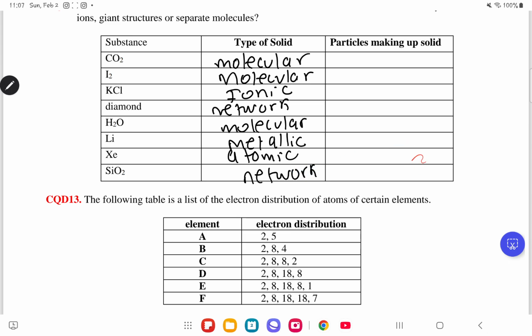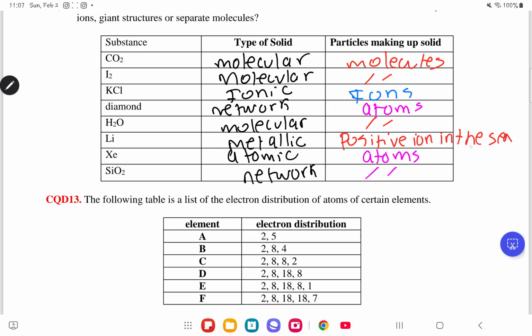Now the particles, by the particles they mean what makes up each type of solid. So molecular is definitely molecules, same here and here. Okay, so molecular is molecules. Ionic is gonna be ions. Network is gonna be atoms. Okay, same for this network over here. And atoms is also atoms. And finally, metallic is the positive ions in the sea of electrons.